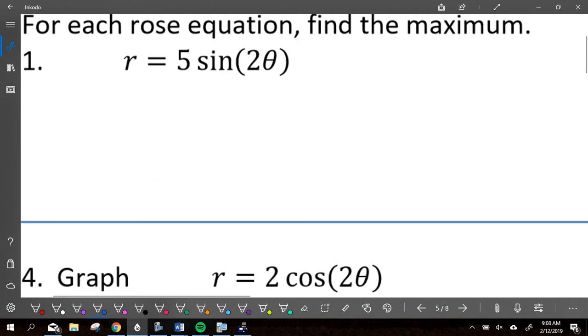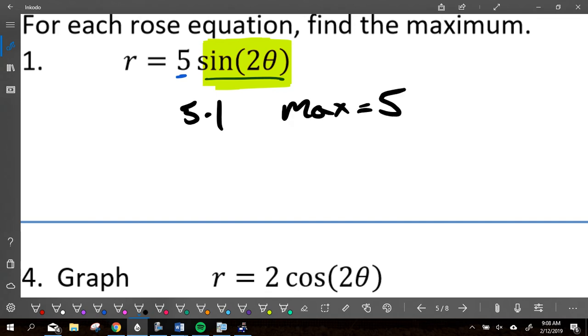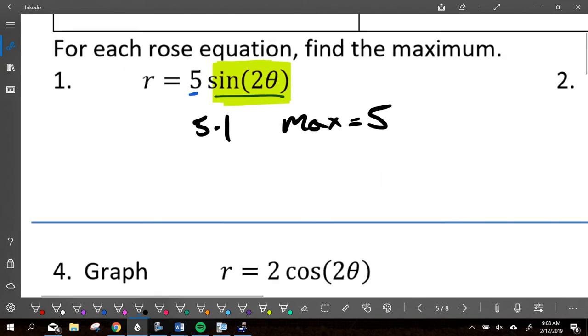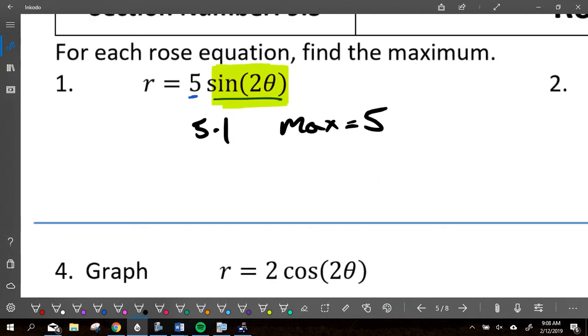Looking at number 1, you've got 5 times sine of 2 theta. What's the biggest possible value you could get for sine of 2 theta? 1. The biggest you can get with sine is 1. And so my maximum value I can get is 5 times 1. My max is 5.